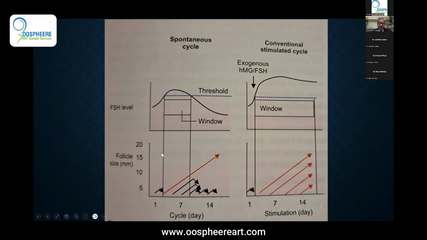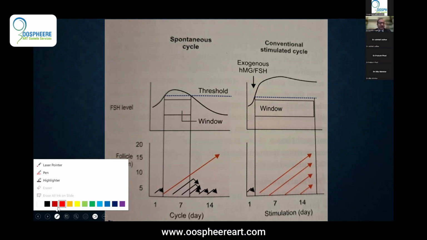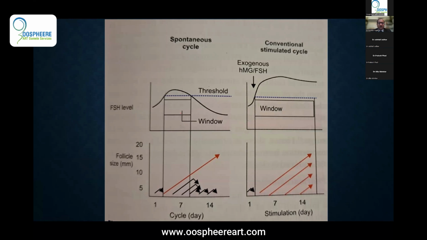The first picture you see, I hope you see it okay. All right. So I don't know whether I can show you the laser pointer.